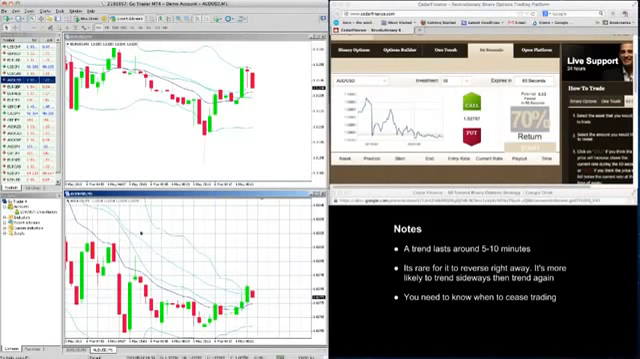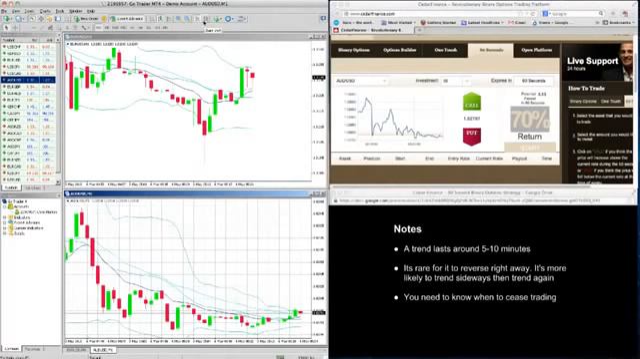Yeah, it was about 5 minutes. It's rare to see a reversal straight away, but in this particular case, you actually did see a reversal pretty much straight away. So you need to know when to stop trading. Otherwise, if you keep on trading and there's no more trend, you're basically just going to lose.